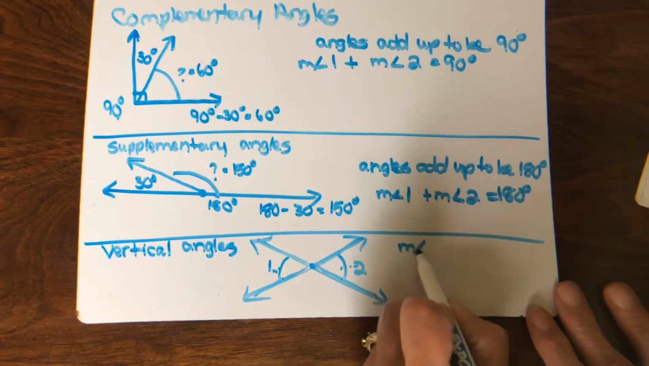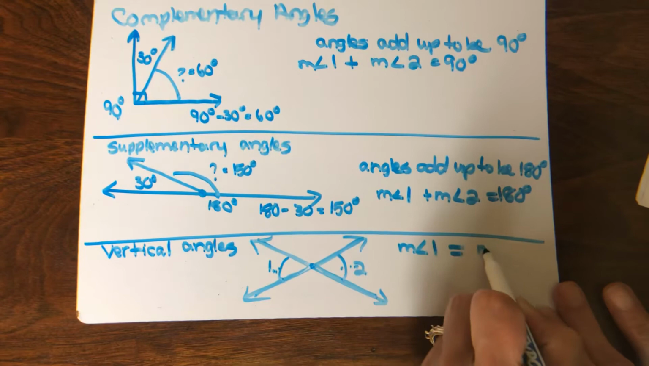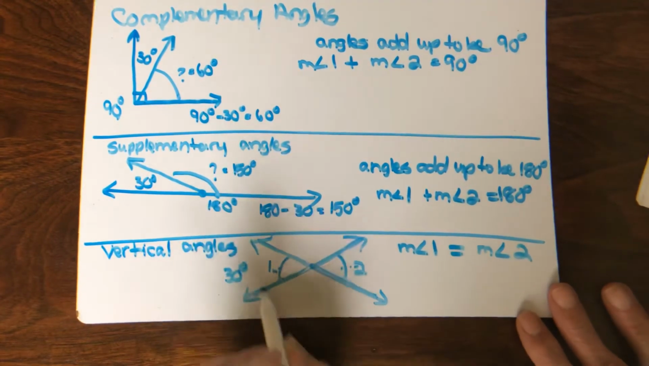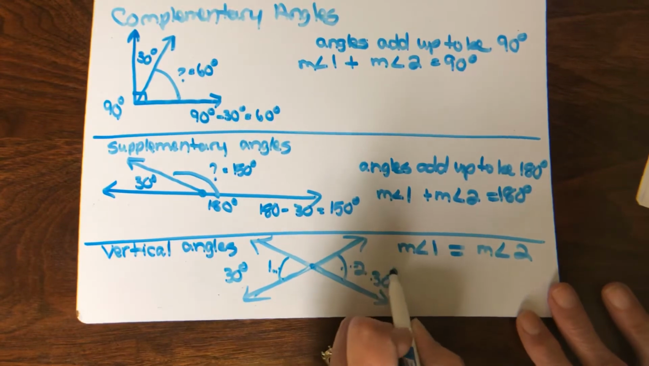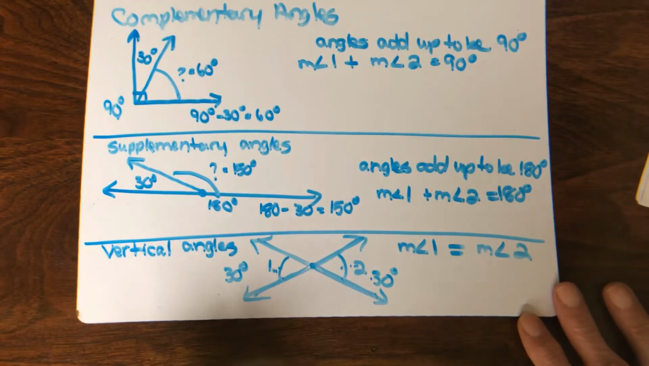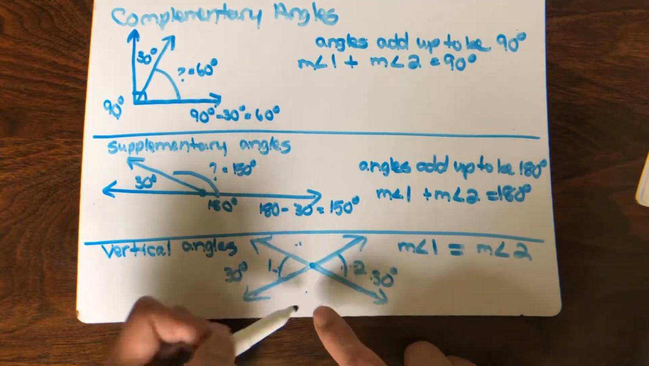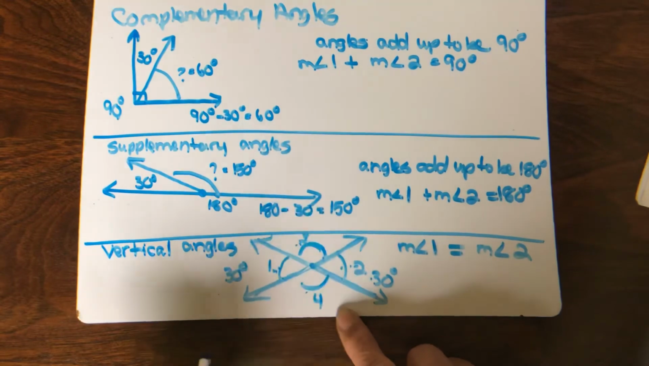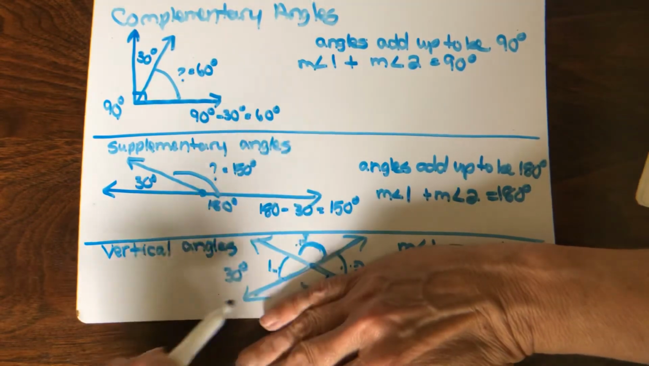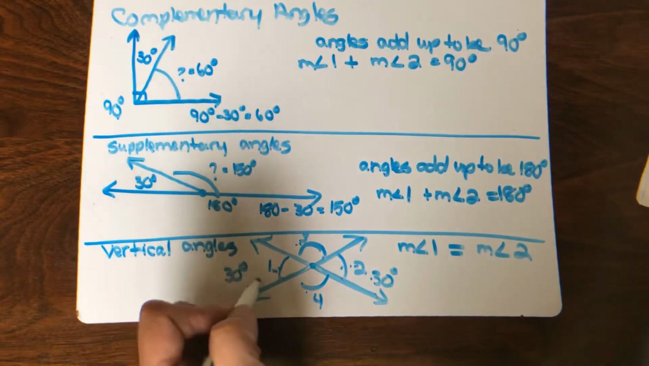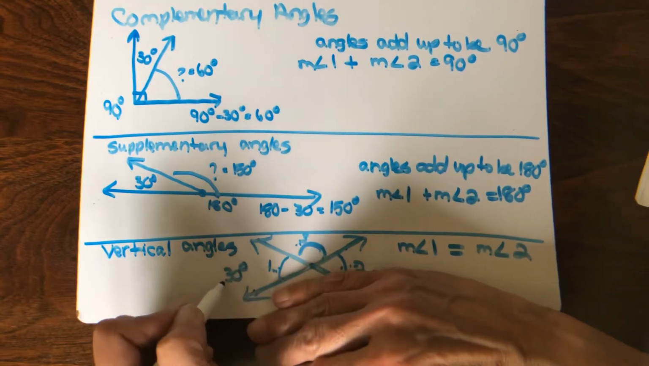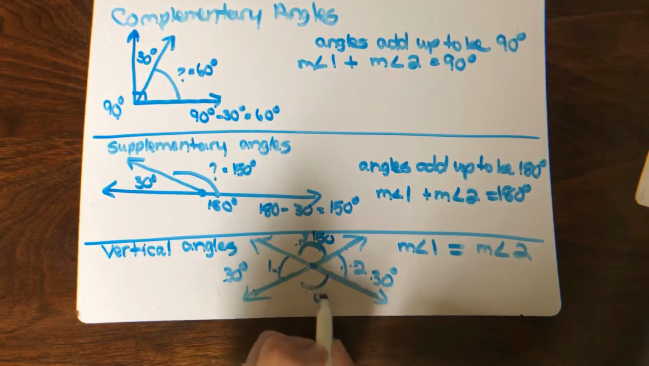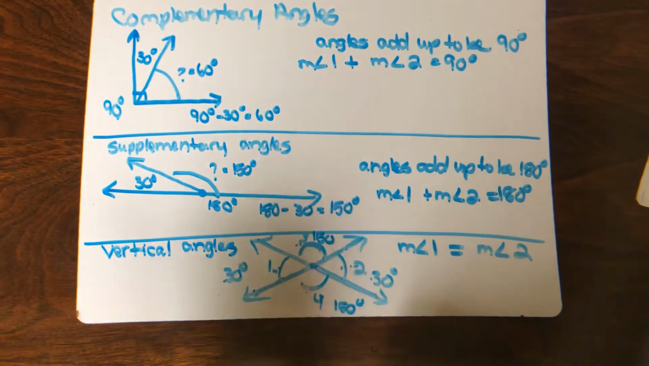So the measurement of angle 1 equals the measurement of angle 2. So if you know 1 is 30 degrees, then guess what 2 is? 30 degrees, yep. And then of course these two would make vertical angles. So if this was angle 3 and angle 4, you know that this has to be 180. So 180 minus 30 is 150, and 150 across from that one is also 150.